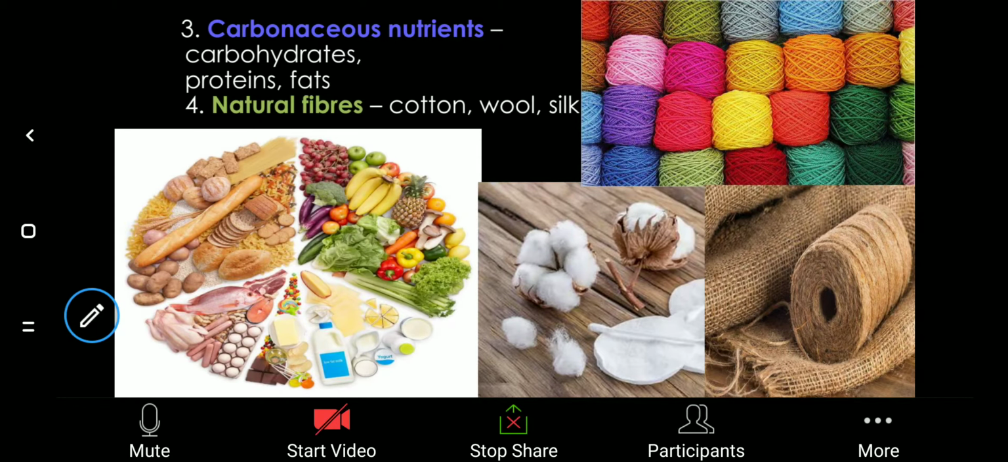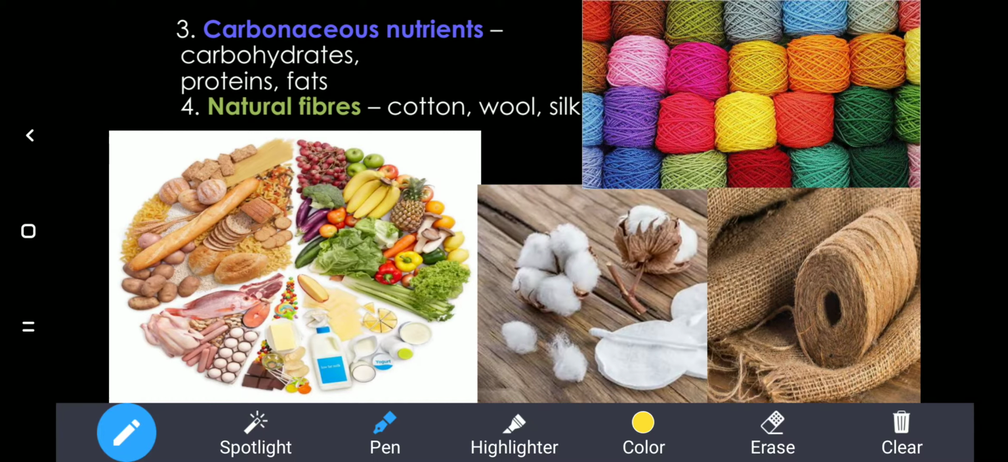Another example where carbon is found in combined form is organic compounds which we get from animal sources. They have carbon in them, so they are called carbonaceous nutrients. What is a carbonaceous nutrient? Having carbon in it. Carbohydrates, proteins, and fats. They can be obtained from meat, from fish, from egg, etc. So these are obtained directly or indirectly from living organisms. Plants also have these things. You can obtain all these from plants, but there are animal sources as well.